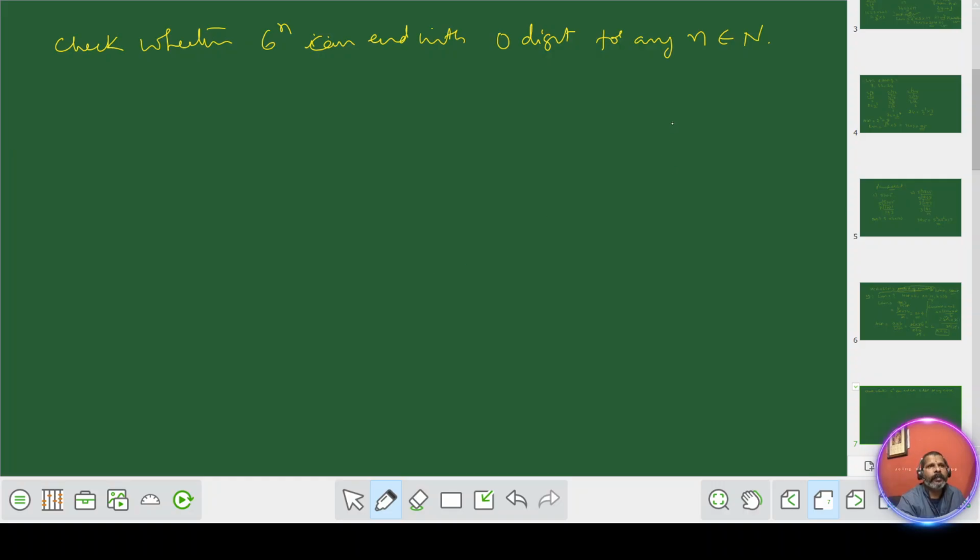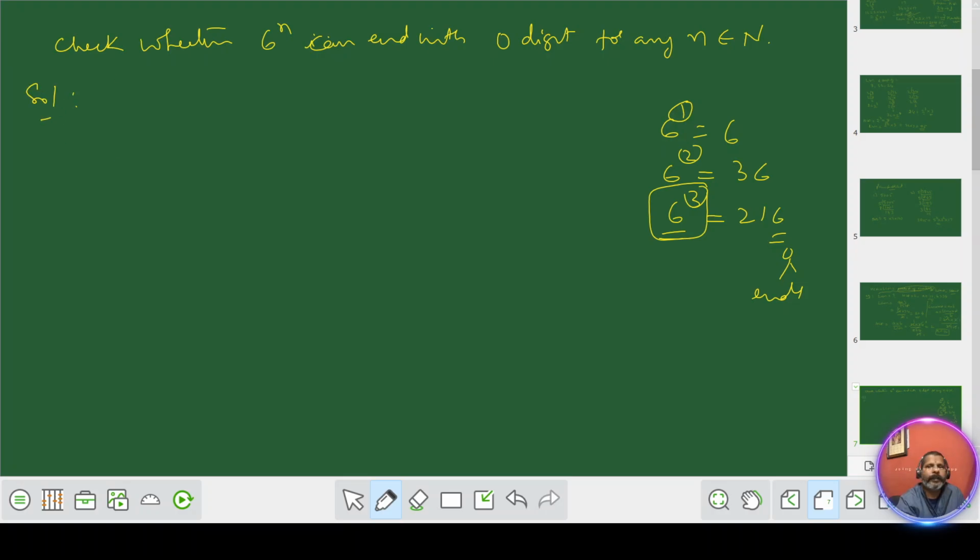Means, for example, 6 to the power 1 is 6, 6 to the power 2 is 36, 6 cube is 216. Like that it goes. For any value of n here, can 6 to the power n end with the digit 0? That is the question asked. How do we find? It is based on the logic of prime factorization only.